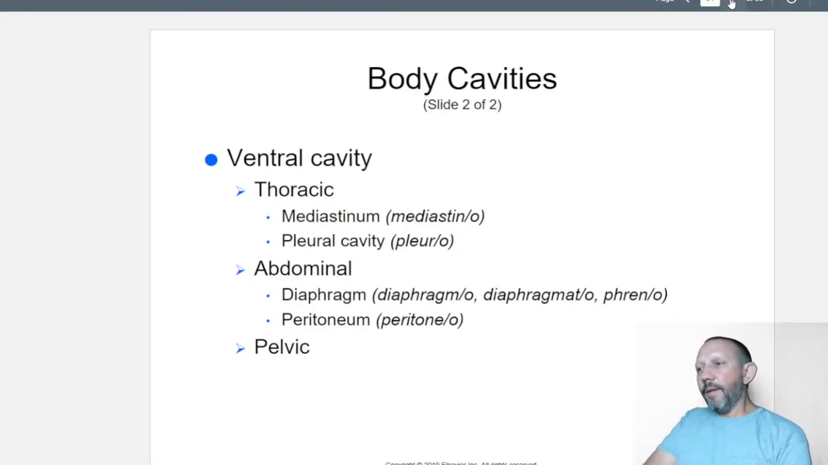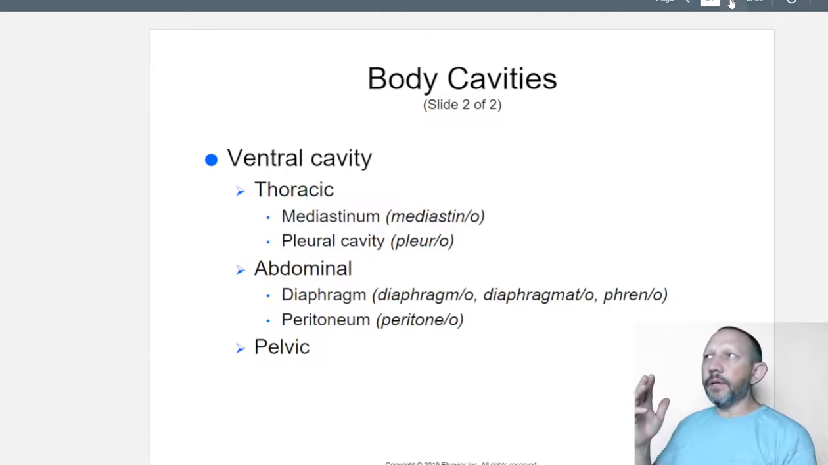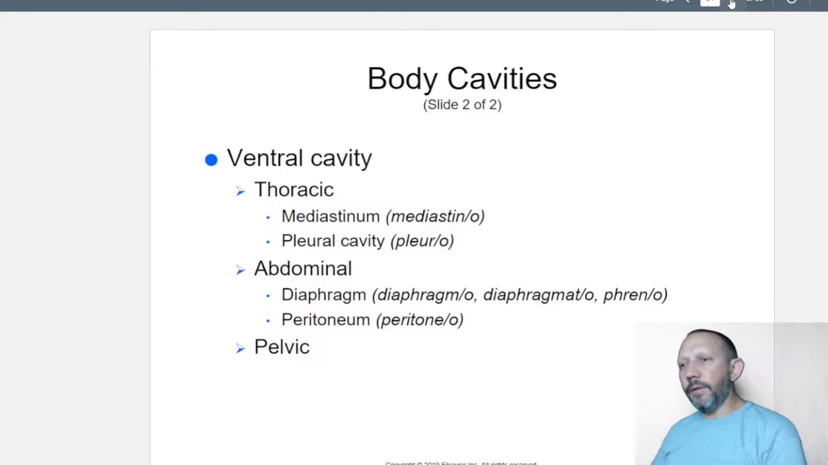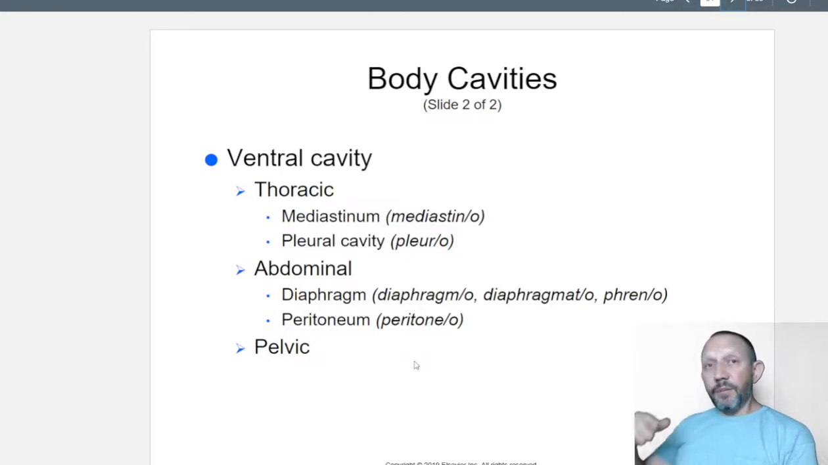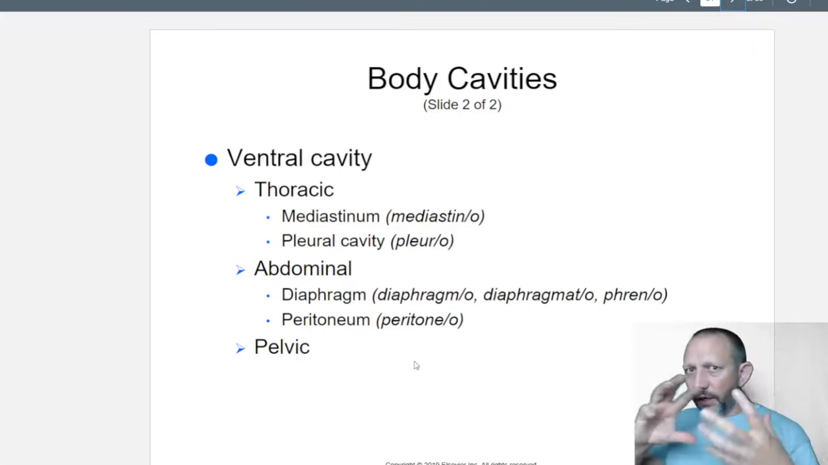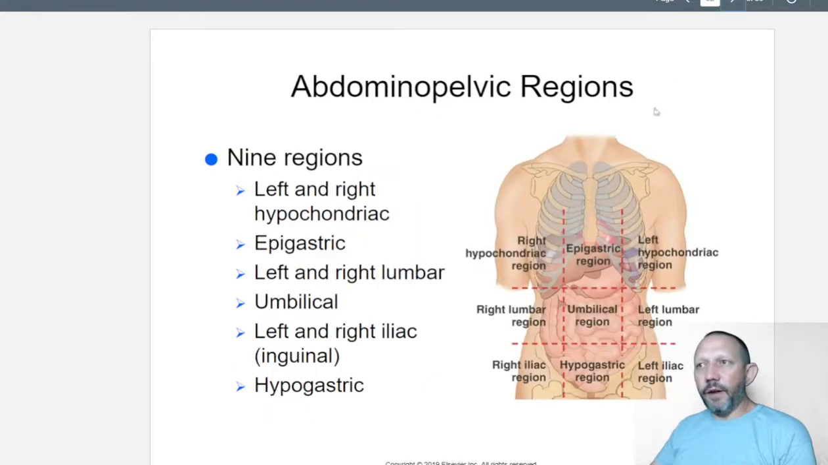Abdominal, we have the diaphragm, which is also the large muscle that is umbrella shaped. There we go. Peritoneum. Peritoneum is the covering of the intestines. They have the parietal peritoneum on the outside and the visceral peritoneum. Viscera, remember, gut, organ, holds that all together. And then pelvic has all that pelvic stuff in there, right? Abdominal pelvic regions.